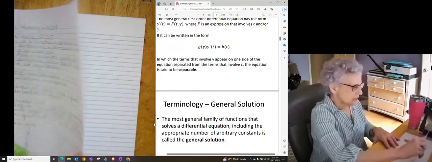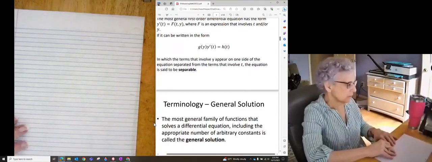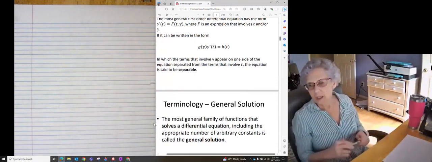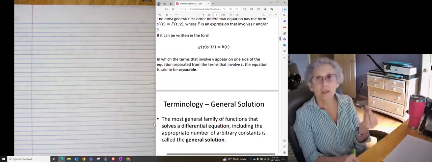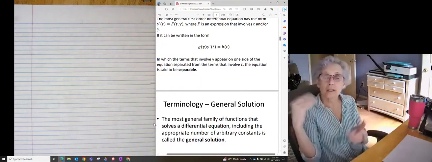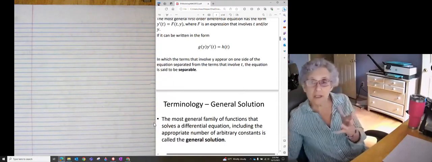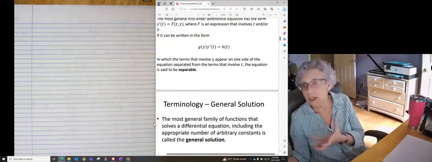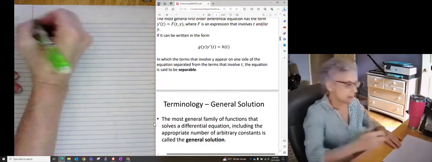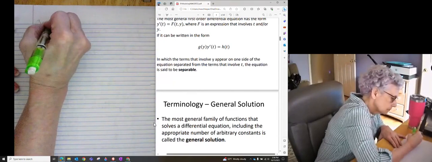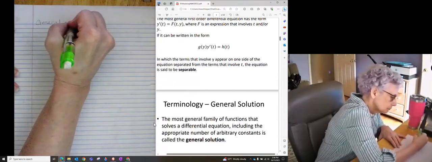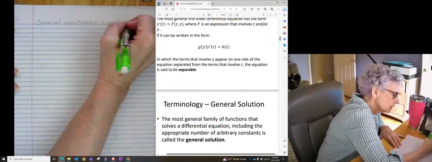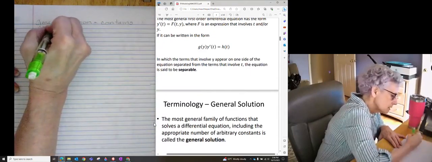Lots of definitions in this section. Don't be overwhelmed. The general solution is a family of solutions, actually, just like with integrals. Your first solution had the plus c in it. That's the general solution of a differential equation. It is going to have some arbitrary constants in it. So your general solution contains constants.